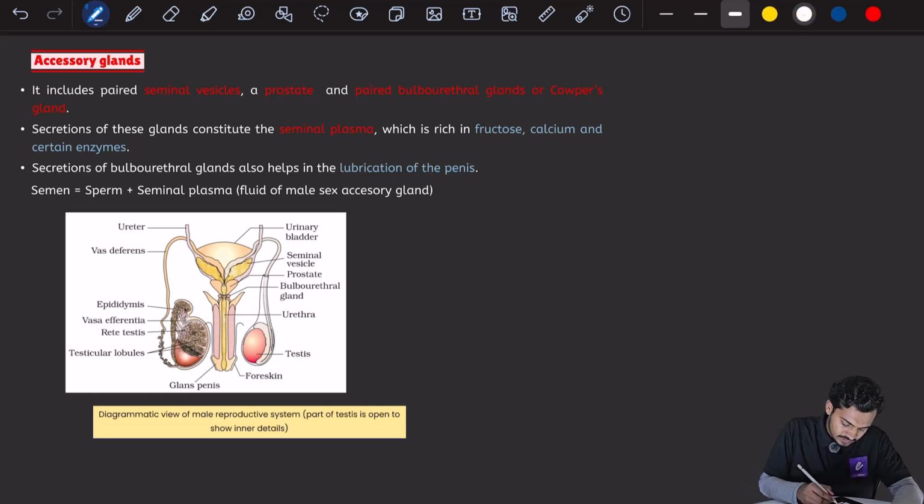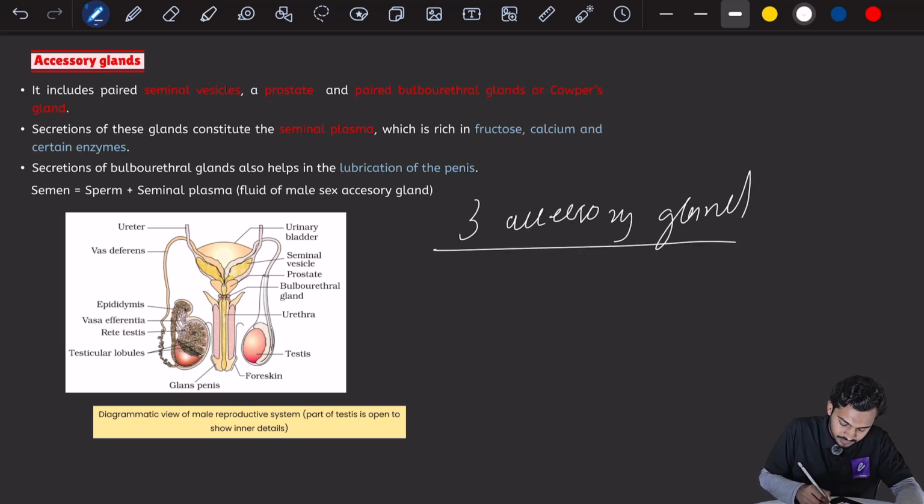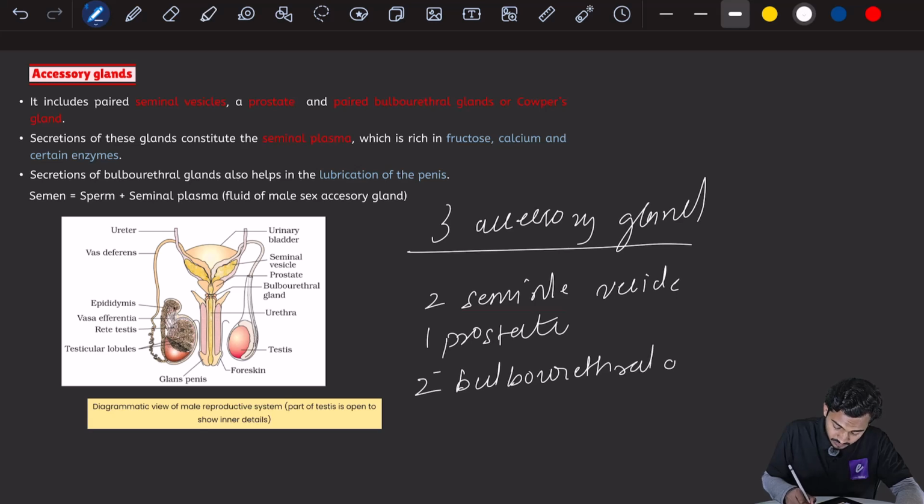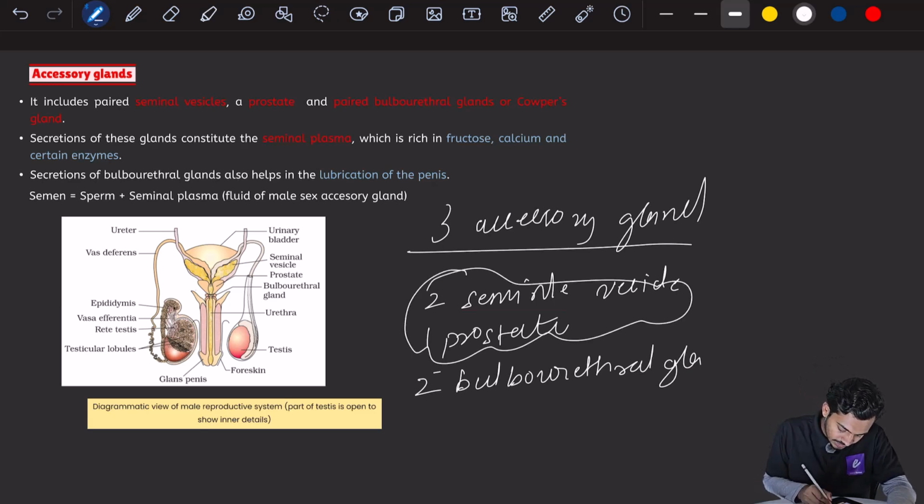So in males there are three types of accessory glands, right? पहला क्या है? There are two seminal vesicle glands, and one prostate gland, and two bulbourethral glands. Understood? अब क्या इनका फंक्शन है दोस्तों? Now this seminal vesicle and prostate gland they secrete seminal plasma.